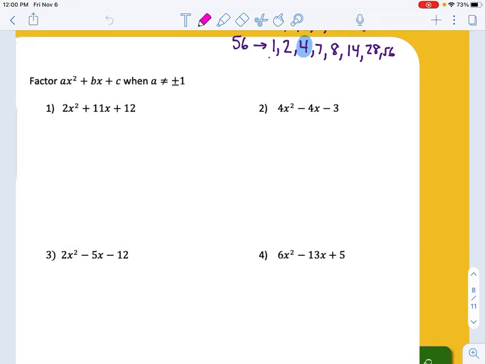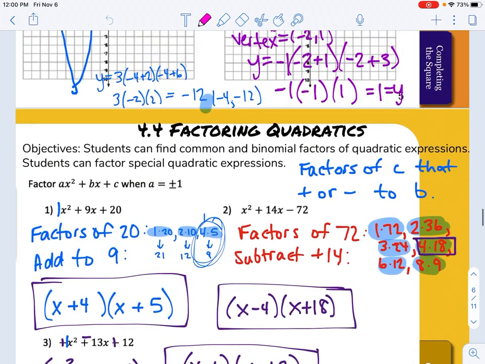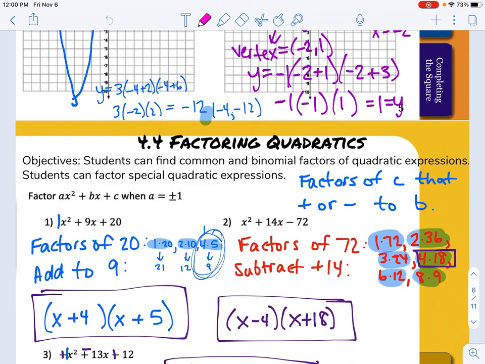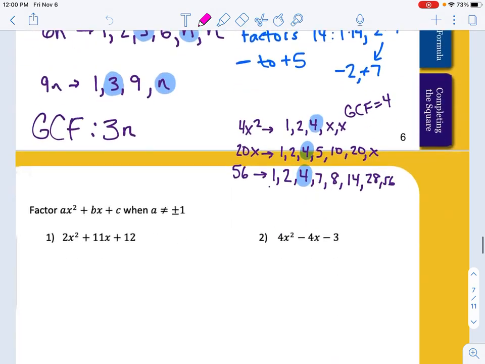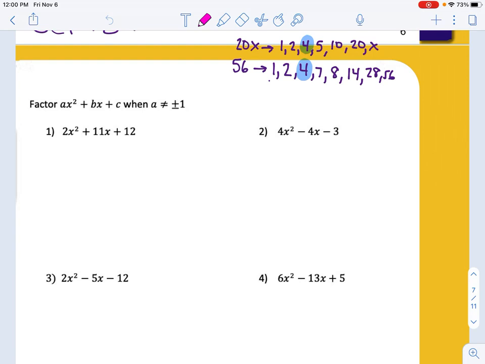Hello all, today we are going to finish covering section 4.4, factoring quadratics. Instead of having a equal to 1, like we did previously, we now have a not equal to positive or negative 1. We have a way to solve this that I like to call the slip and slide and slip method.